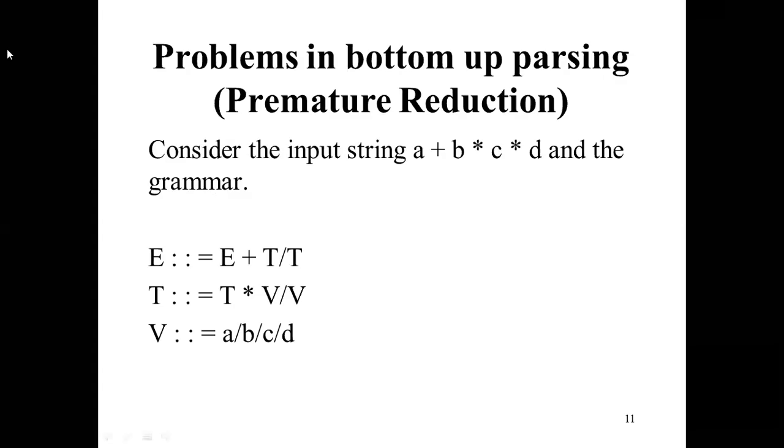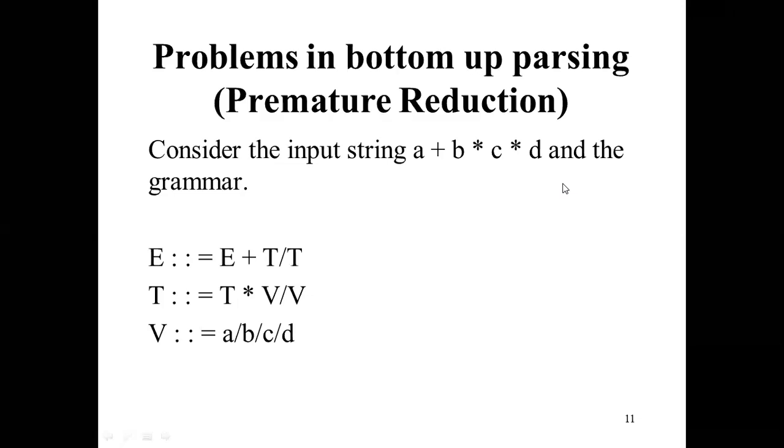Okay, now this is another problem, called the problem in bottom-up parsing, premature reduction. So this is called the premature reduction, so how we can proceed. First we will concentrate on the input string. Okay, consider the input string a plus b star c star d. So always concentrate on the input string.